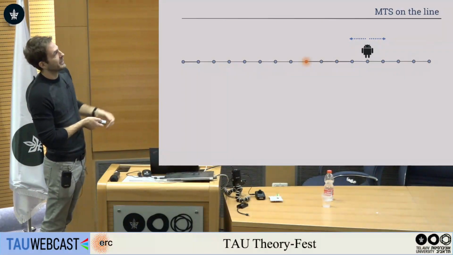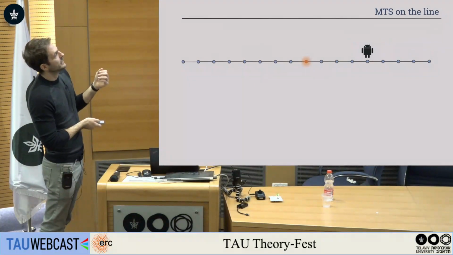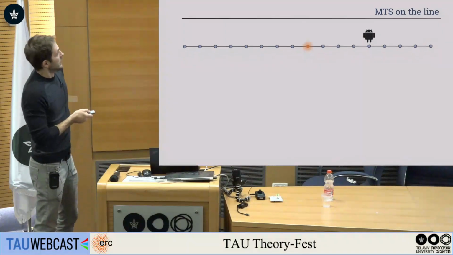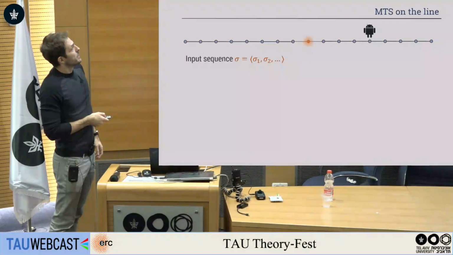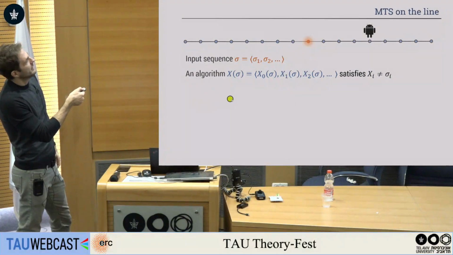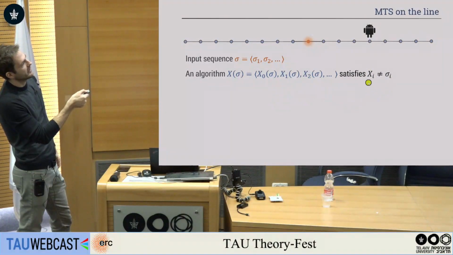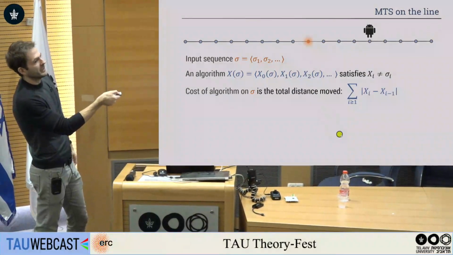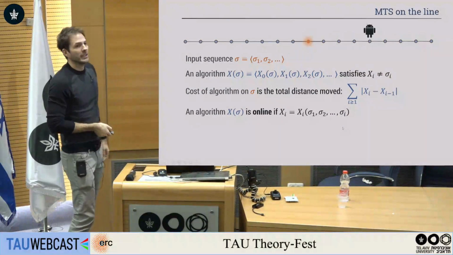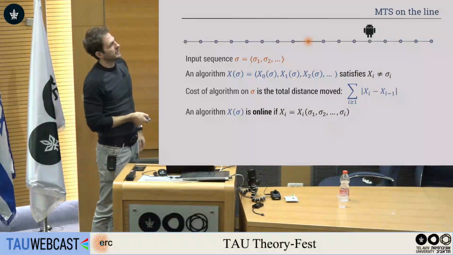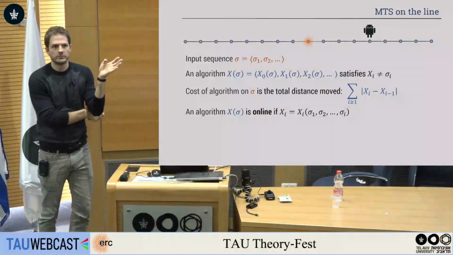And you only have to move if the input sequence lights up the vertex you're standing on. Okay, that's the MTS problem. So there's an input sequence, which are these orange dots. Your algorithm has this one constraint that if the dot comes at position sigma i, then you cannot choose that as your location. The cost of the algorithm is the total distance moved, and it's an online algorithm: your position at time i is just a function of the inputs you've seen so far.